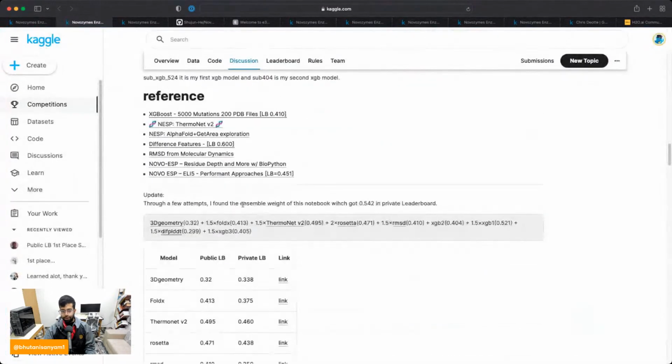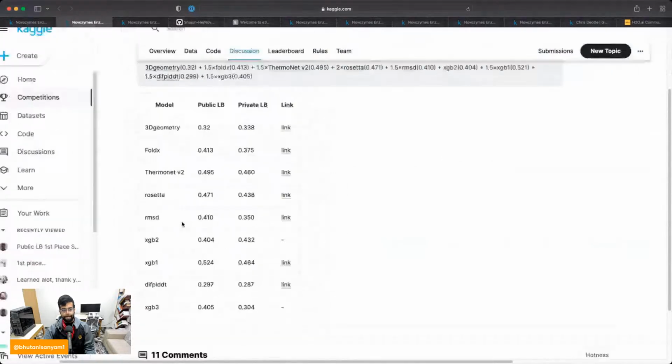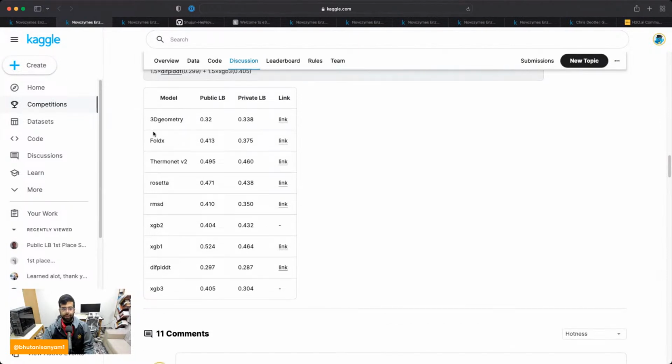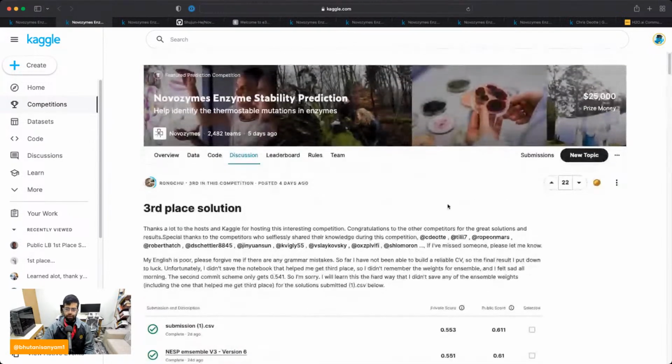And then he was able to also find out the exact weights for the ensemble that were used. Here he shared all of the particular models and the scores, and you can read through this. So again, to summarize, the feature engineering was very relevant to the domain and very relevant to amino acids, and that's what this team had used.